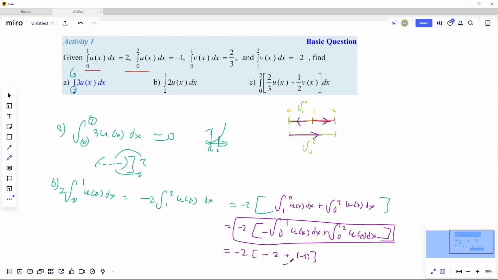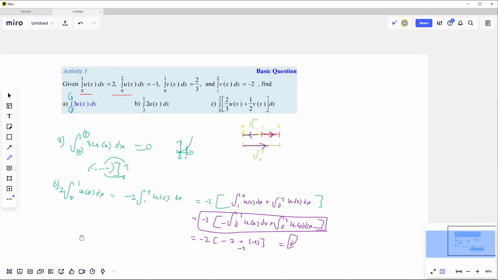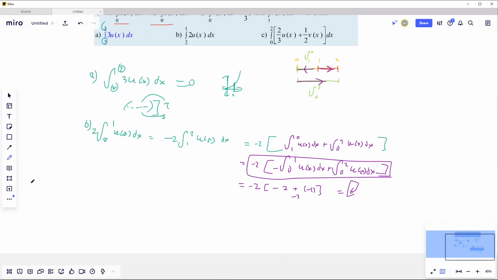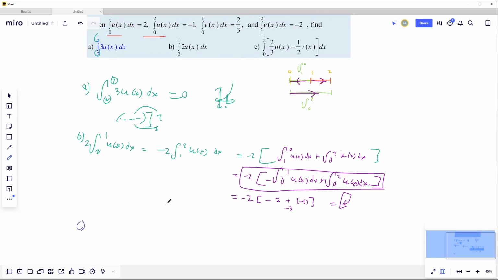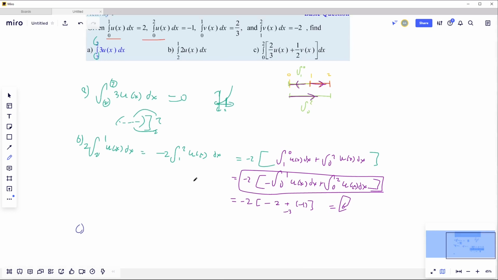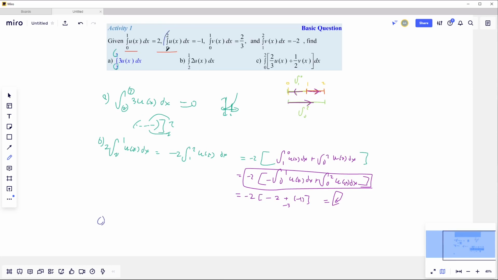So minus 2 minus 1 minus 3 times minus 2, you end up with 6. Pretty much. Now for the last and final one, for this one, C. Let's pick, for example, dark blue. C. For this one, you just go from 0 to 2. Thankfully, this time you are looking from 0 to 2, and you have it explicitly written here, so you don't have to go through this mess again, at least for the U part.